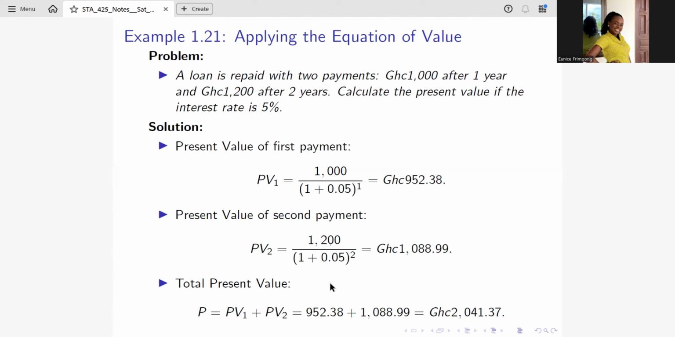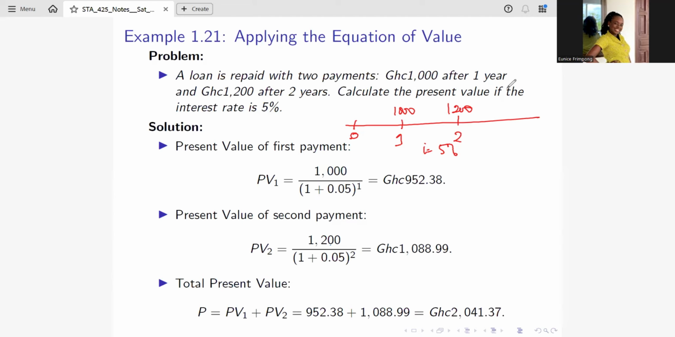I will always draw a timeline. So I have my timeline here. This is where I am today. This loan will be paid after year 1 with 1,000. Then after year 2, we'll pay 1,002. So I've taken a loan, I'll pay 1,000 after year 1, 1,002 after year 2. The interest involved is 5%. I want to find the present value if the interest rate is 5%.